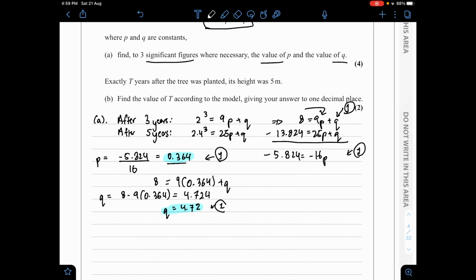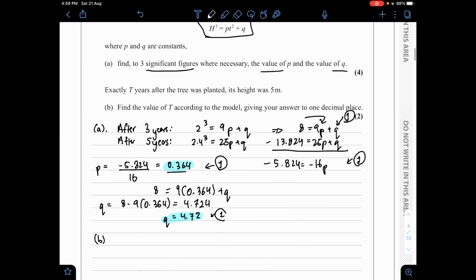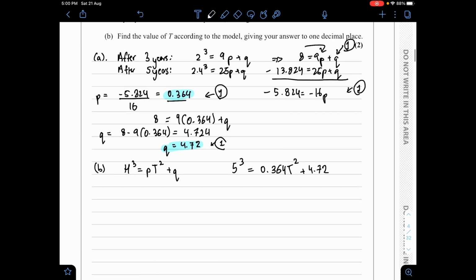Okay, so exactly T years after the tree was planted, its height was 5 meters. So part B, find T. We know the initial equation was h cubed equals p T squared, because we're using capital T now, plus q, right? So we know the height was 5, so we can just cube it. So 5 cubed equals, we know what p is, p is 0.364, so 0.364 T squared, right? We know what q is, plus 4.72. So all we have to do is find what T squared is, right?